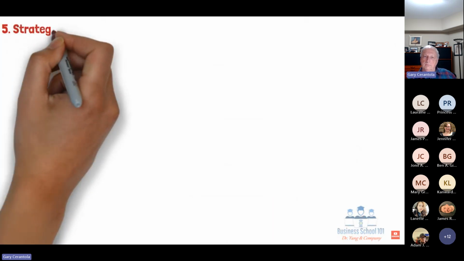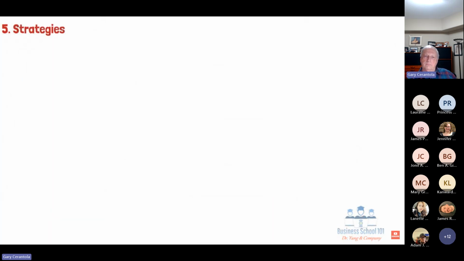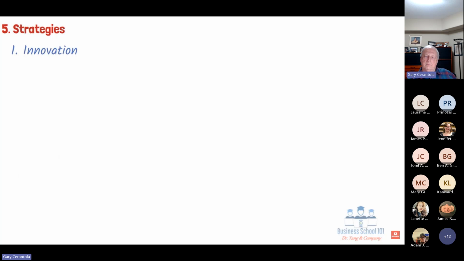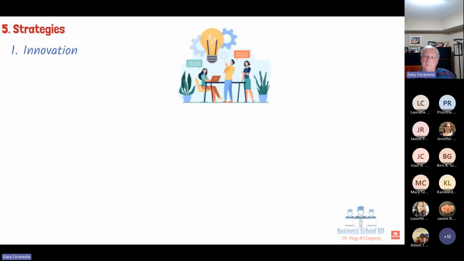Section 5. Strategies. There are several ways that a company can gain a competitive advantage. Number 1. Innovation. Companies that are able to innovate and develop new products or services that meet customer needs in unique and better ways can gain a competitive advantage. Innovation can take many forms, from developing new technologies to improving processes to creating new business models.